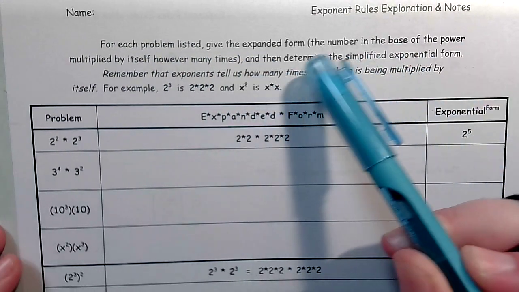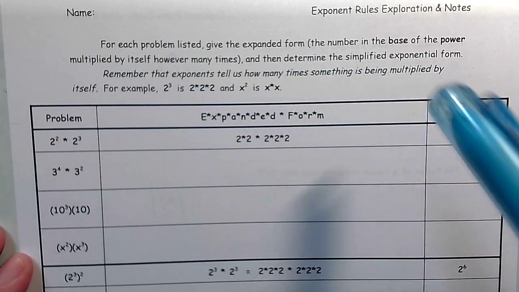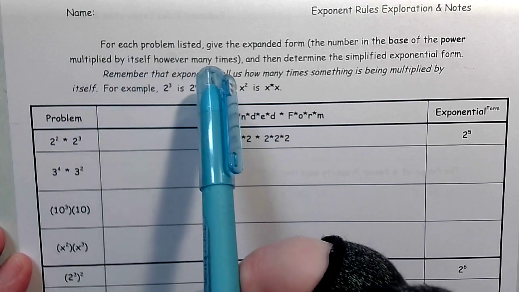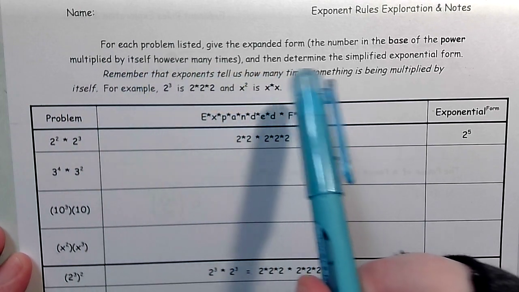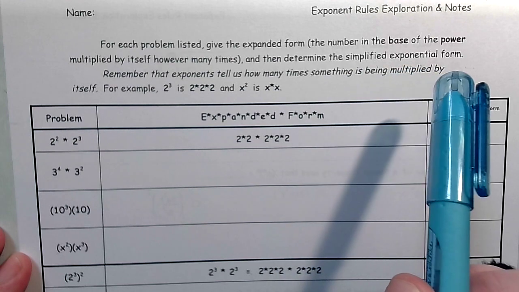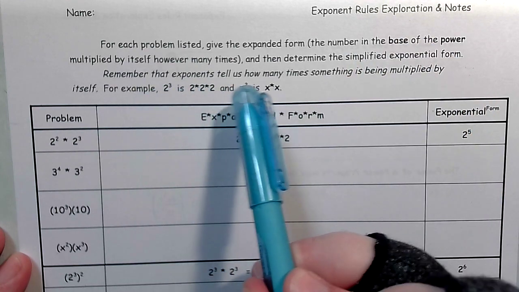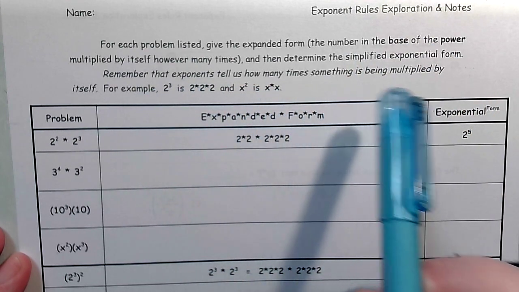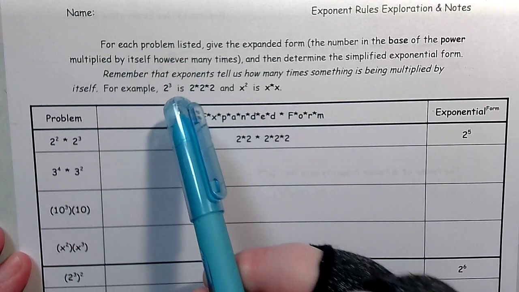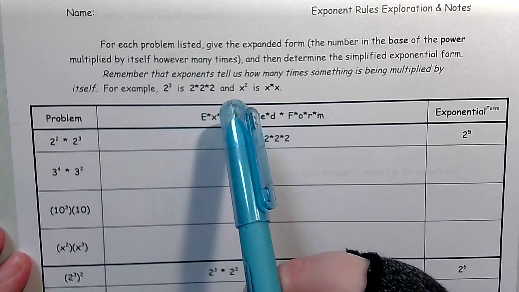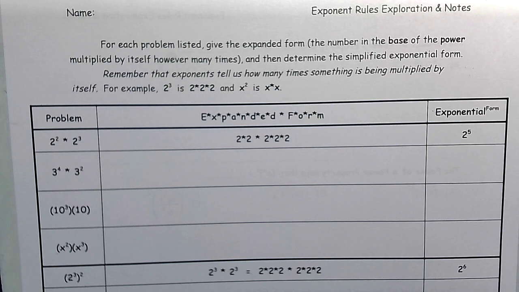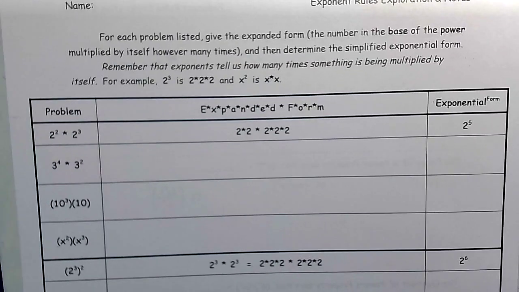So this is going to be the number in the base of the power multiplied by itself however many times it tells us, and then determine the simplified exponential form. Remember that exponents tell us how many times something is being multiplied by itself. So 2 to the third is 2 times 2 times 2, and x squared is x times x. So we do have an example here.